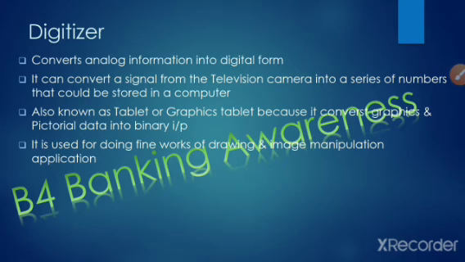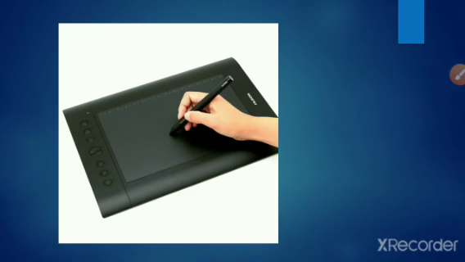Now the next one is the digitizer. It converts analog information into digital form. A question can be asked from this point. It can convert a signal from the television camera into a series of numbers that could be stored in a computer. It is also known as a tablet or graphics tablet because it converts graphics or pictorial data into binary input. It is used for doing fine work of drawing, image manipulation, and applications. This is an example of a digitizer.